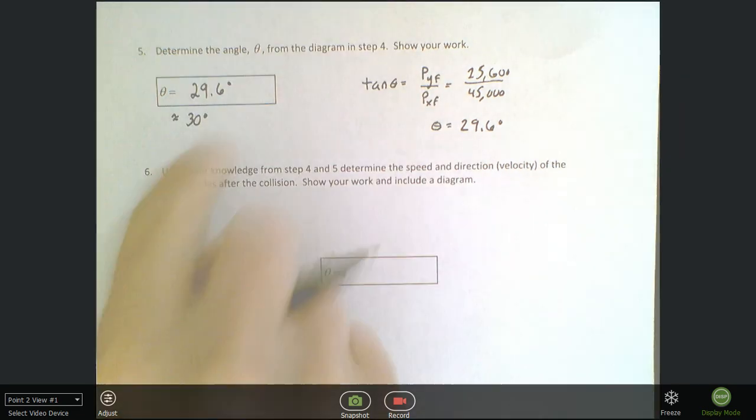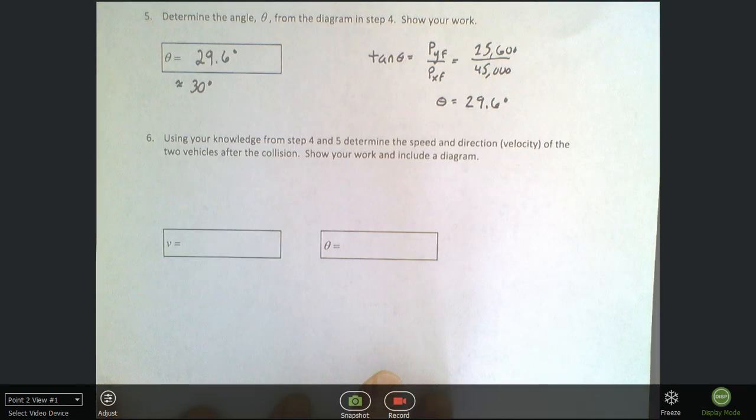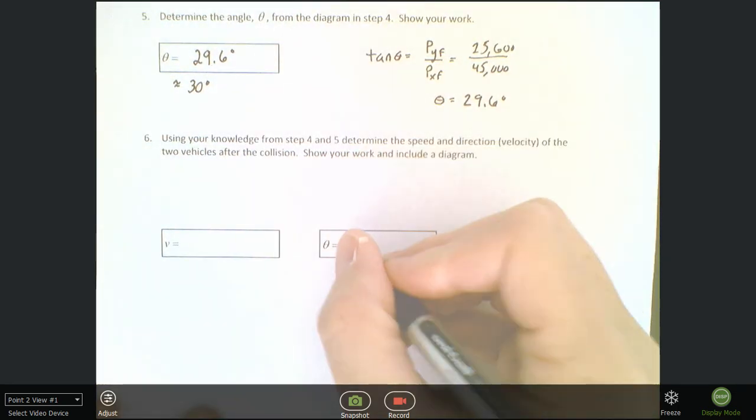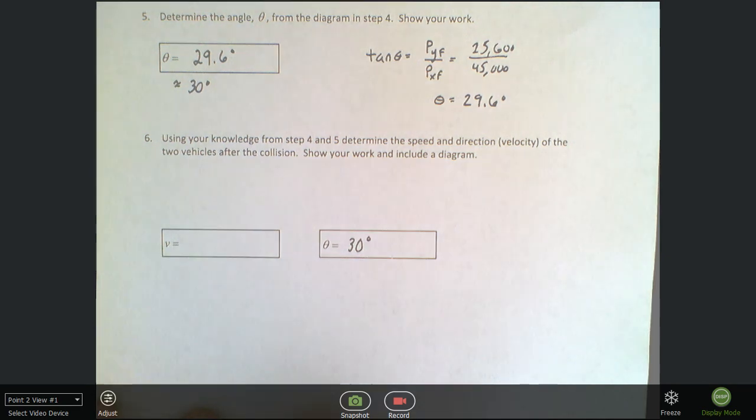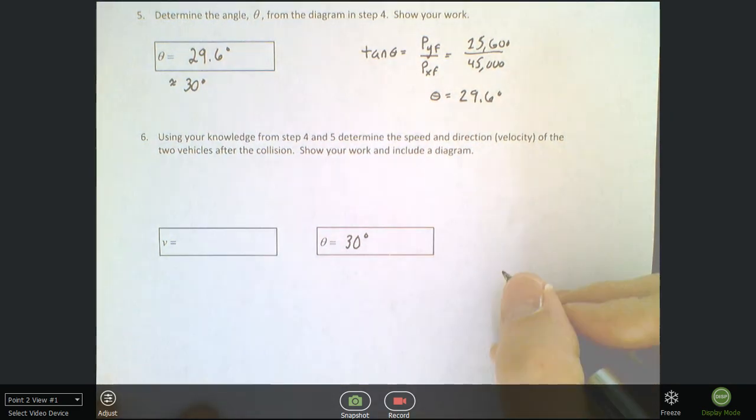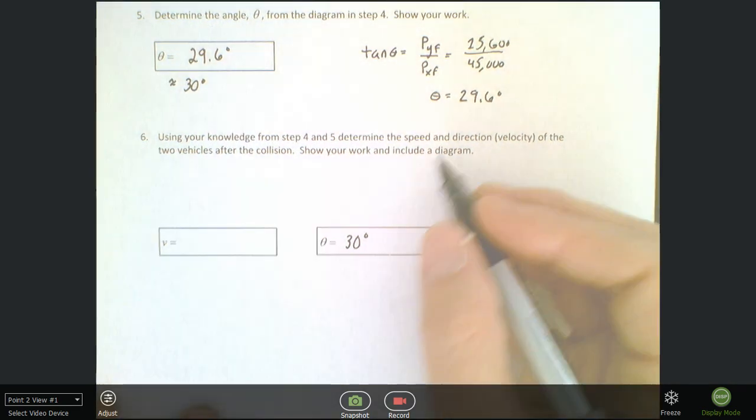And we knew that angle was going to be shallow. We knew it wasn't going to be more than 45. It was going to be under 45 because the dump truck was carrying the most of the momentum. So using your knowledge from steps 4 and 5, determine the speed and velocity of the two vehicles. Well, since they're stuck together, we know the angle is 30 degrees, or 29.6 degrees. We know that part. But for the second part, it says, let's find out the speed and direction.